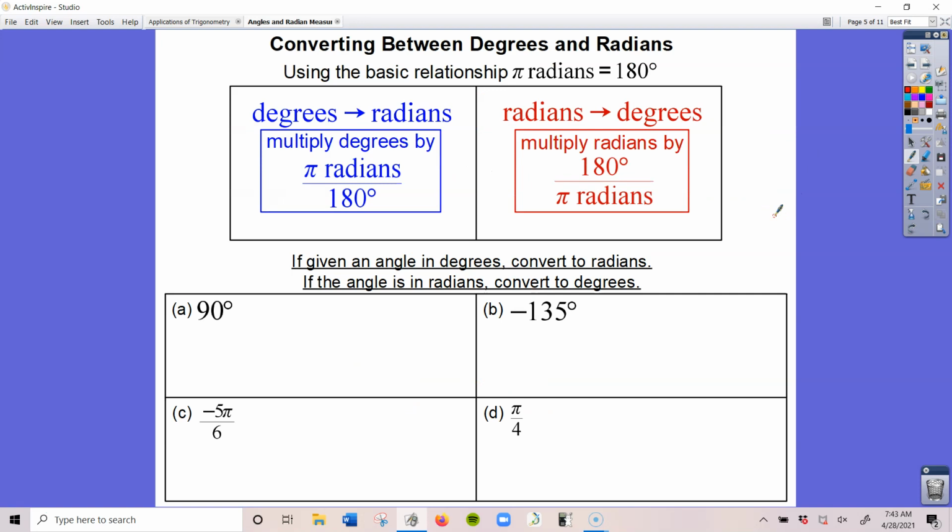If you're going from degrees to radians, in order to convert, you are going to multiply the degrees by pi radians over 180. In order to convert from radians to degrees, we are going to multiply the radians by 180 degrees over pi. Now, why do we do this? Let's look at an example so I can explain. We have here 90 degrees, and we want to convert this to radians. So what we need to do, since we're going from degrees to radians, we're going to multiply by pi over 180.